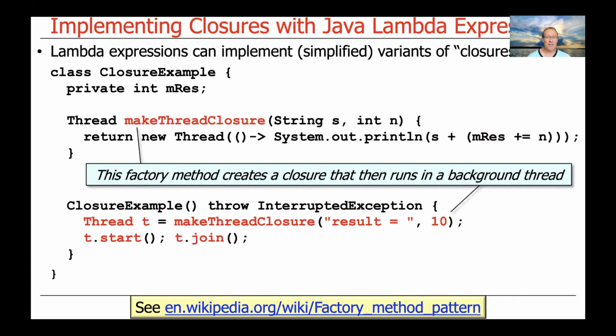So what happens here is we have a constructor called ClosureExample, which calls makeThreadClosure. It passes in the string "result equal", and it passes in the value 10. So those are the values that get bound to parameter s and parameter n in makeThreadClosure. And what we get back from the makeThreadClosure factory method is simply a thread. And when we call start on that thread, it'll create a new thread, print the value of "result equal", and then it'll do mRes plus equal n. And so it'll print out "result equal 10". And if we call it again, it'll keep incrementing mRes. And then we call join just to wait for the thread to complete.